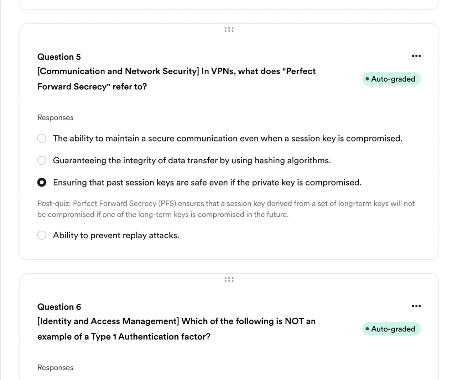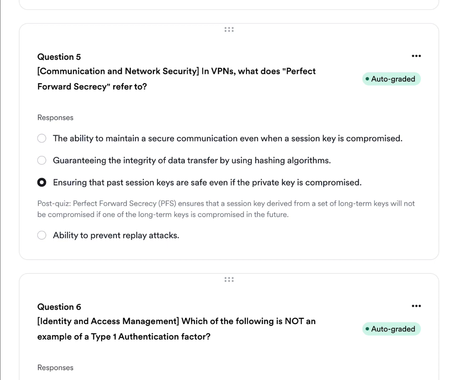Question 5. In a VPN, what does perfect forward security refer to? A, the ability to secure communications when the session key is compromised. B, guaranteeing the integrity of data transfer by using hashing algorithms. C, ensuring that past session keys are safe even if the private key is compromised. Or D, ability to prevent replay attacks.